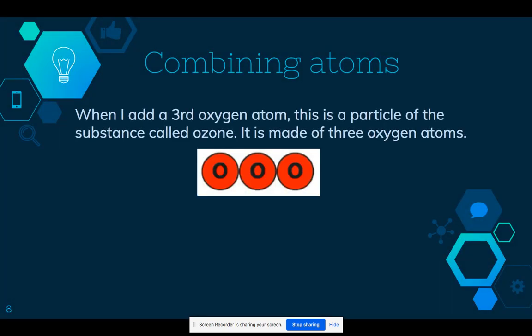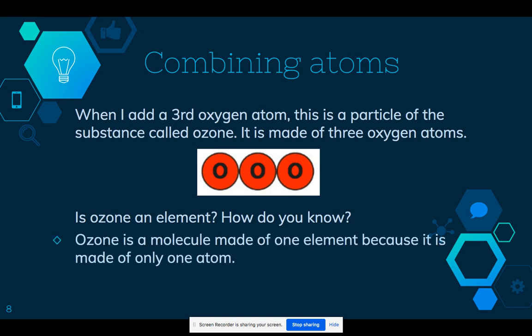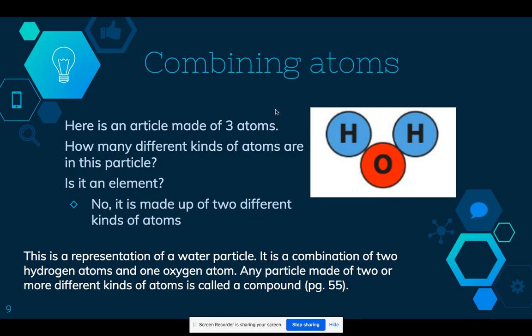And to take it even further, if I add a third oxygen atom, this is a particle of a substance that we call ozone, and it's made up of three oxygen atoms. So again, we're just looking at the number of elements and the number of atoms. So is ozone an element? Ozone is a molecule made of one element. If we're looking at it, we have our one oxygen, two oxygen, three oxygen. So we have three atoms, but only one element.